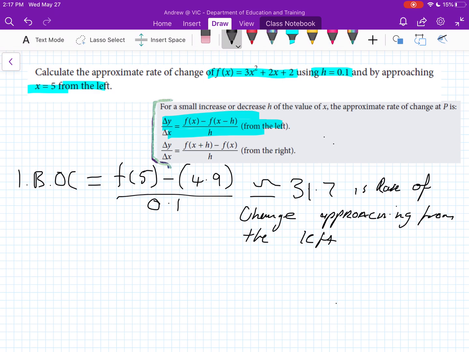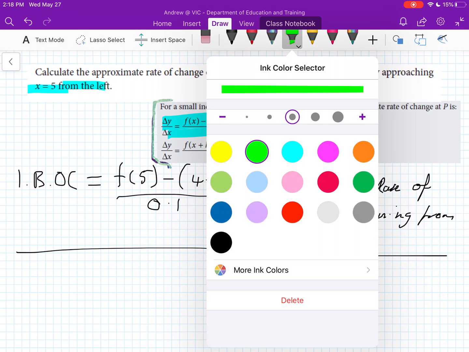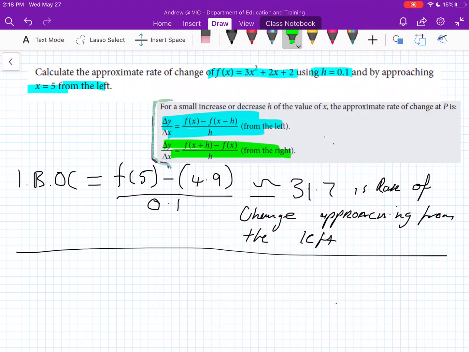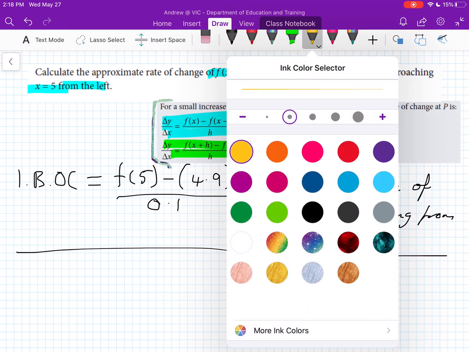So when we're approaching from our left, that's our instantaneous rate of change, or an approximate for that. So next, I'm just going to show you what it would be if you do approach from the right. So just going to do this one here and approach it from the right.